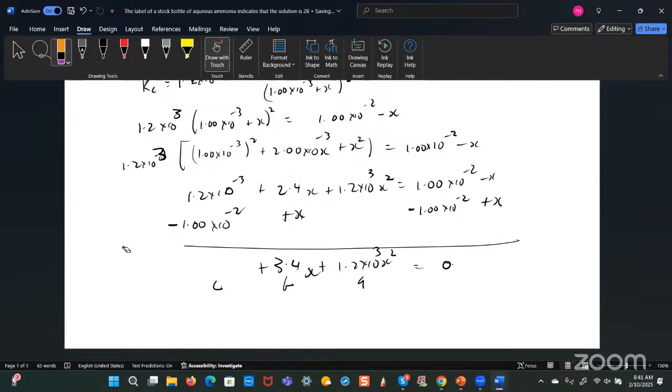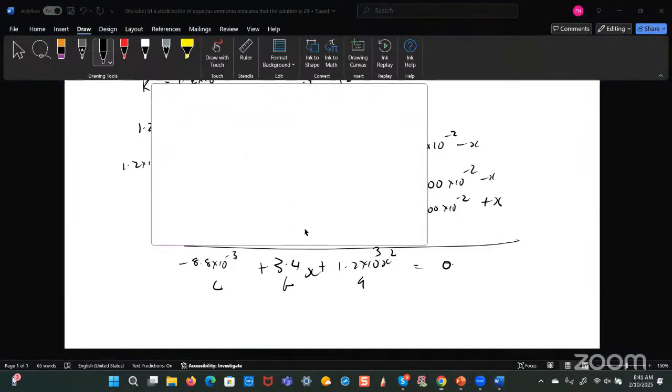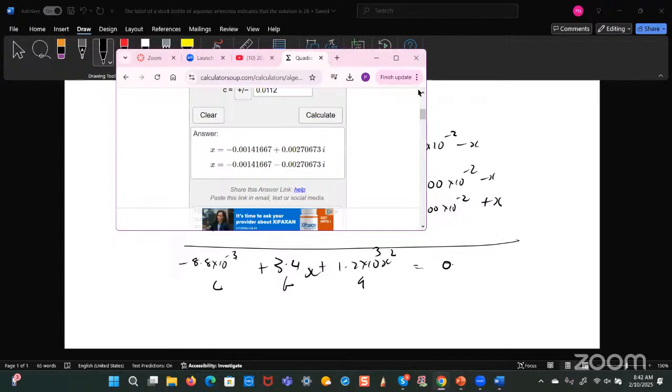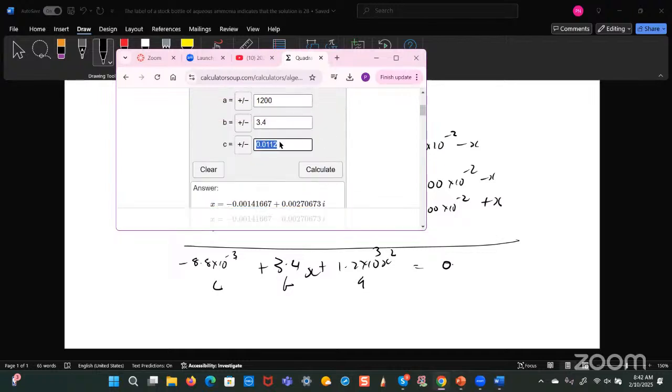So the C value should be minus, and correct me if I'm wrong, but I got minus 8.8 times 10 to the minus 3, right? That's what I got. Okay, good. So let's see if that works. Going back to the calculator here. So I'm going to replace this number here with minus.